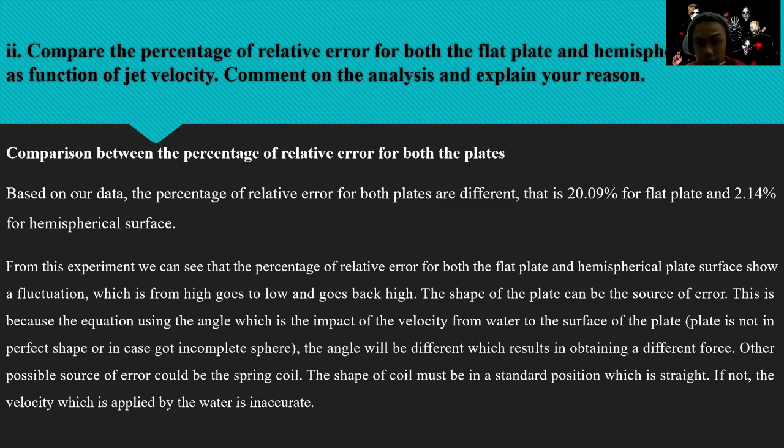From this experiment, we can see that the percentage of relative error for both the flat plate and hemispherical surface shows a fluctuation, which goes from high to low and back to high. The shape of the plate can be a source of error, because the equation uses the angle at which the velocity of water impacts the surface of the plate, and maybe the plate is not in the perfect shape, in case of an incomplete sphere, the angle will be different, resulting in a different force.